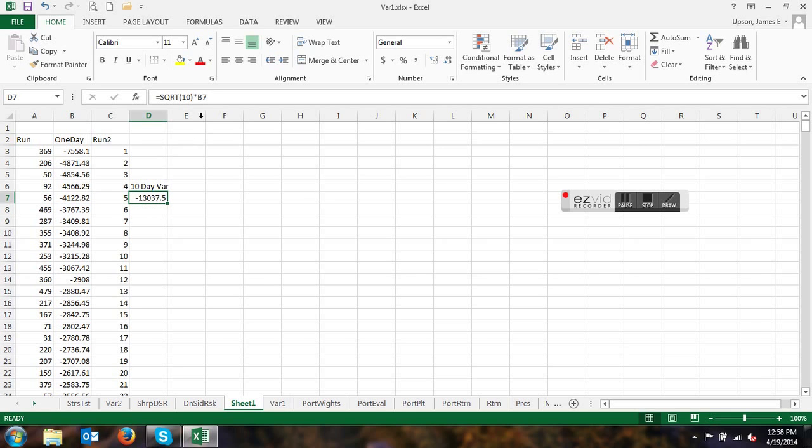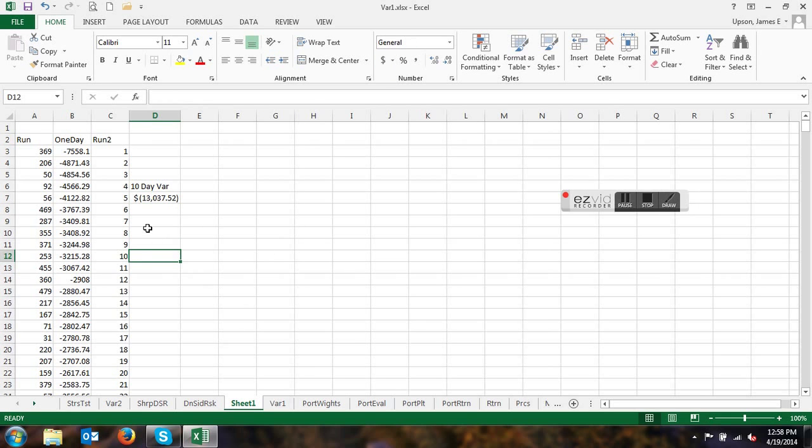And we're going to move that over 10 days. Move this into dollar values. So the 10-day VaR represents $13,037.